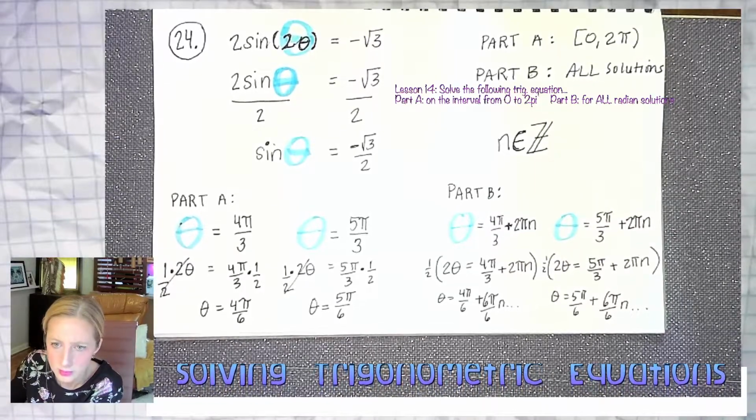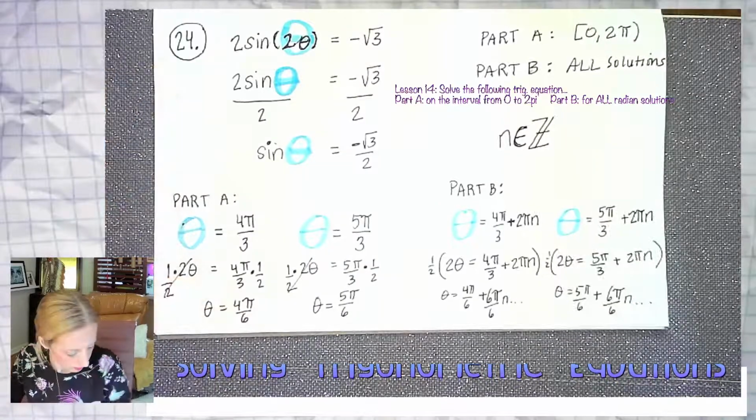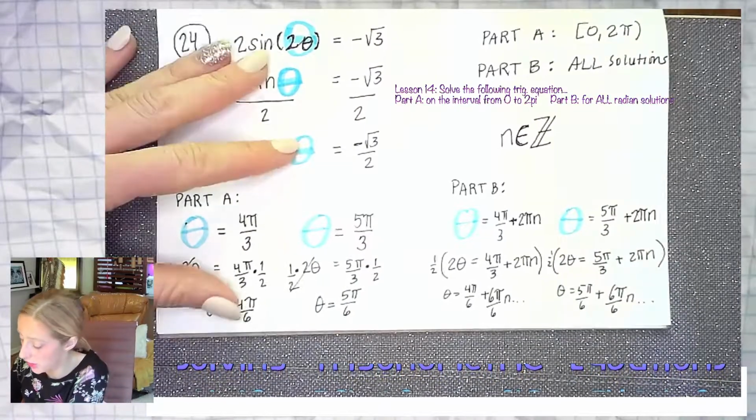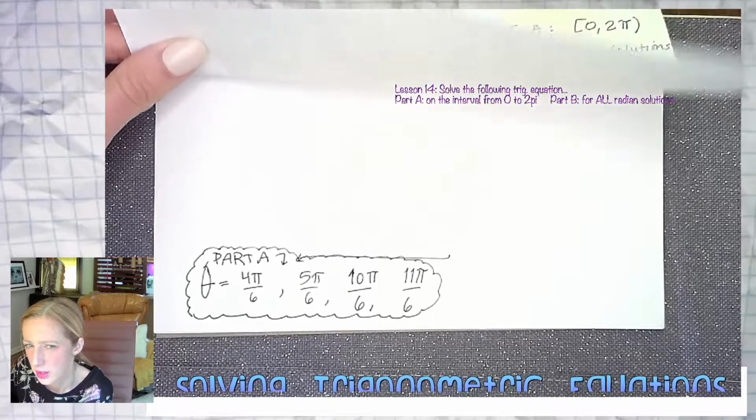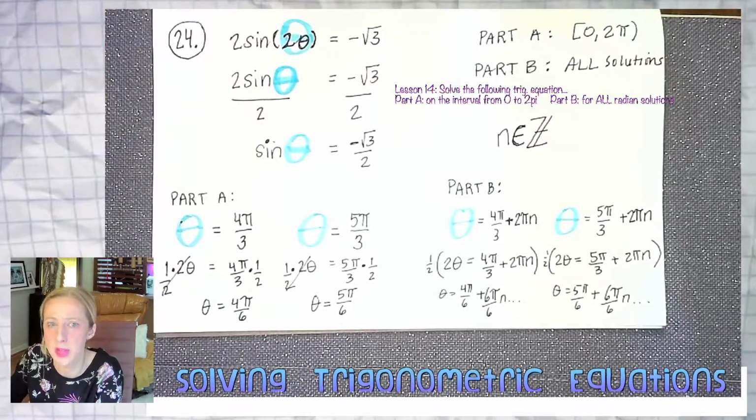Yeah, Miss Thomas. So the answers are 4 pi over 6 and 5 pi over 6. Well, for the full thing, it's actually all 4 of those. Oh, okay, okay. Got it. Yeah, thank you. We'll do more practice, but I'm glad that you asked about it.